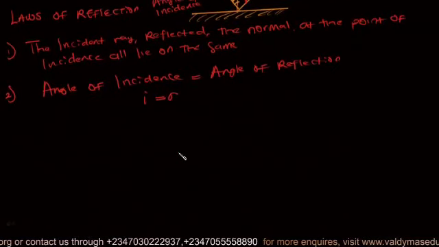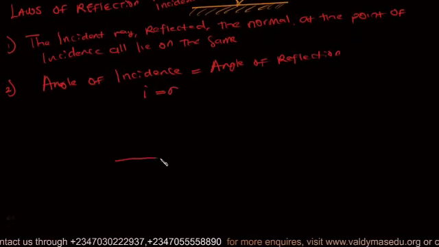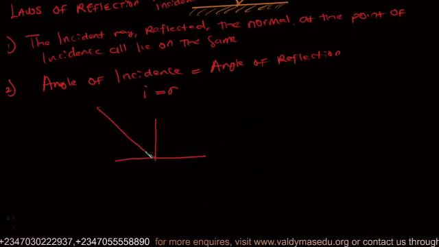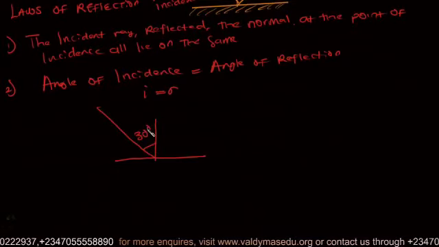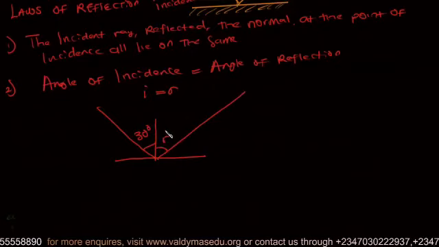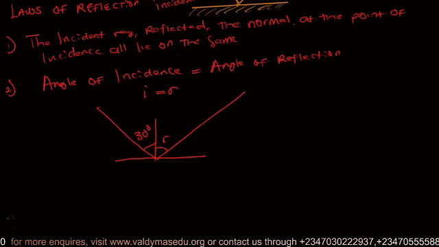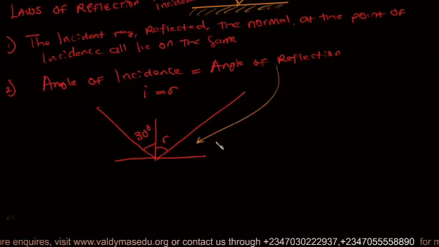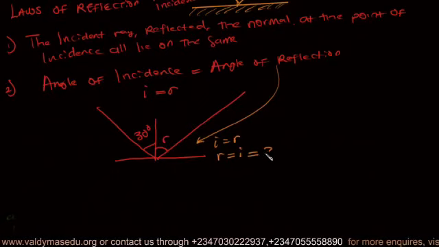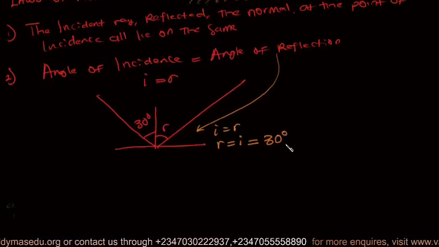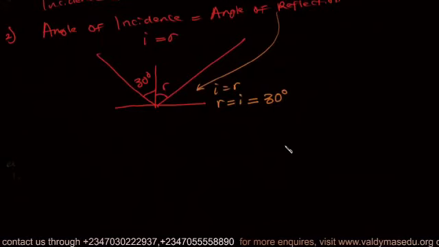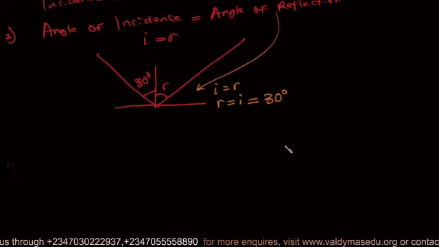So if I have the same surface and I have that the ray of light is incident at angle 30 degrees, this is called the angle of incidence. But what is the angle of reflection? So according to this law, since I is equal to R, R is equal to I, and R is also 30 degrees. So this is basically called the laws of reflection.